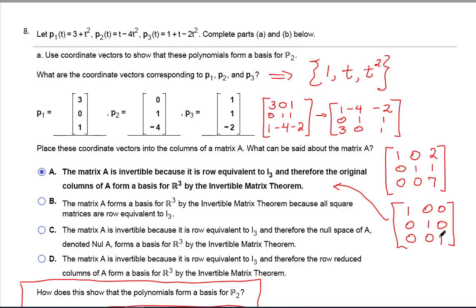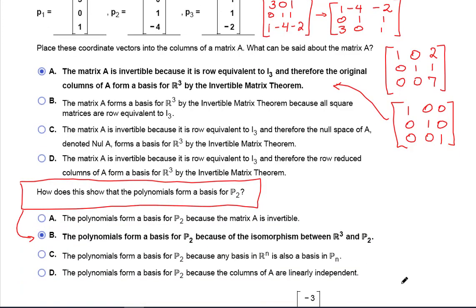Therefore, by the invertible matrix theorem, it does form a basis for R3. Therefore, because of the isomorphism between R3 and P2, it is invertible, it spans, so the polynomials do form a basis.